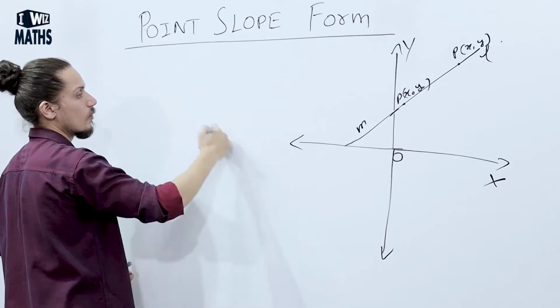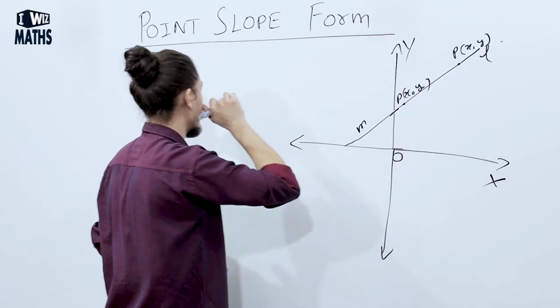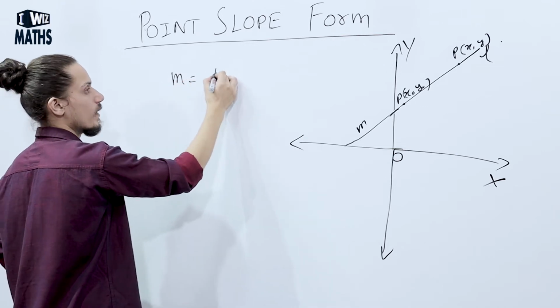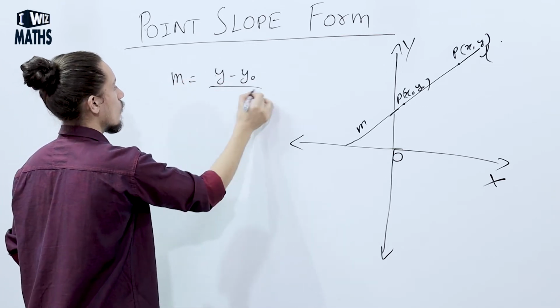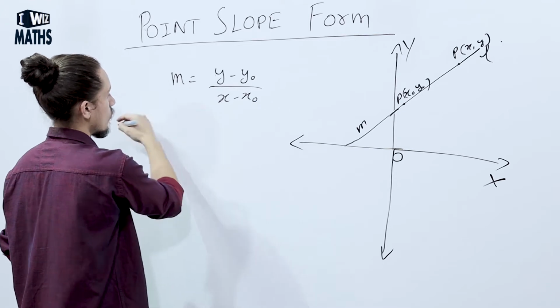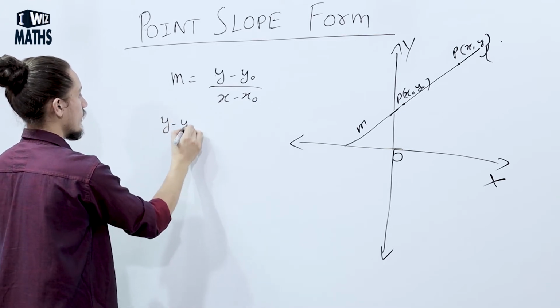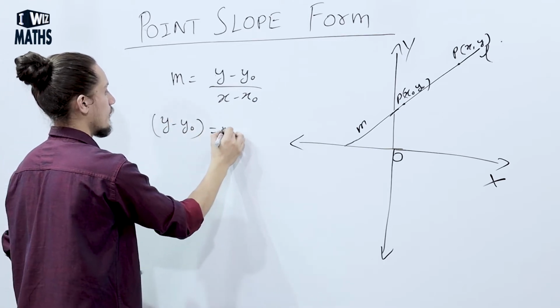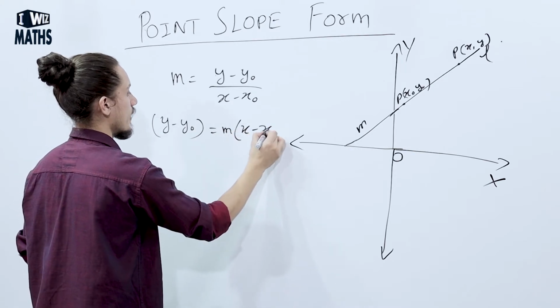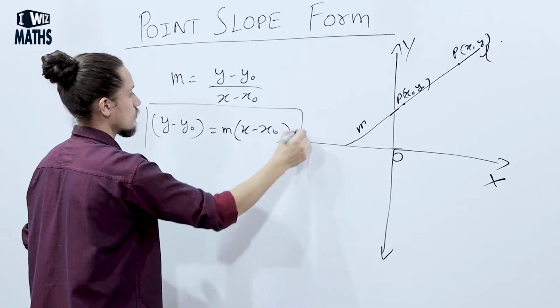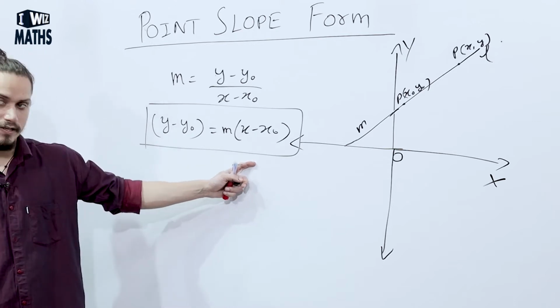So using how to find slope of a line when 2 points are given, we get m is equal to y minus y naught over x minus x naught. Cross multiply, we get y minus y naught is equal to m times x minus x naught. This is the point slope form of an equation of line.